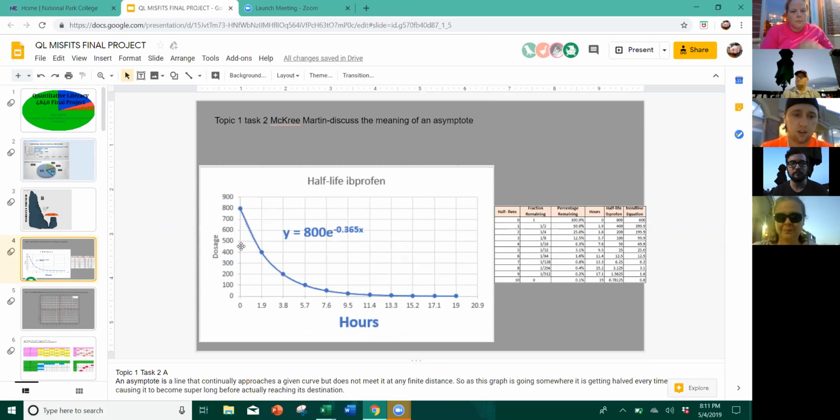All right. This is the meaning of an asymptote. So the asymptote is the slant when a graph goes down. It never actually ends up meeting its destination, but ends up getting really close to it. So instead of actually reaching zero at the bottom, it slowly starts gradually halving itself, getting closer and closer to zero, but never actually getting there.